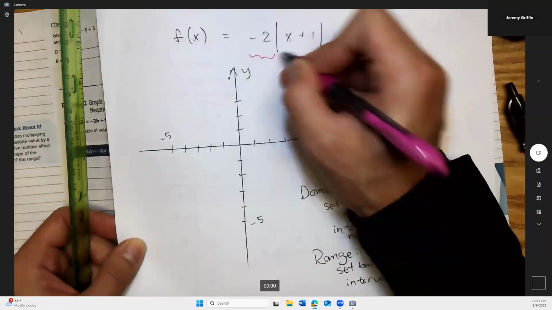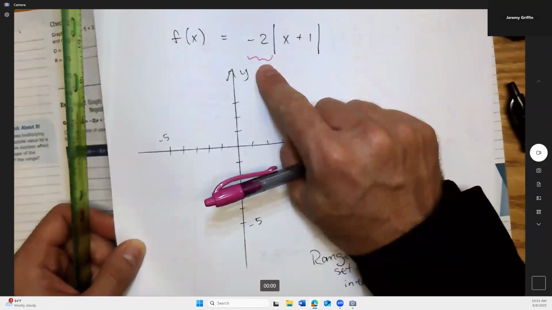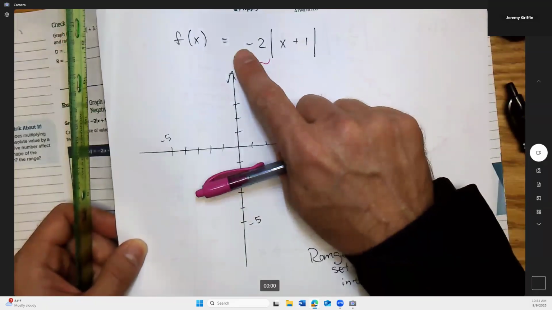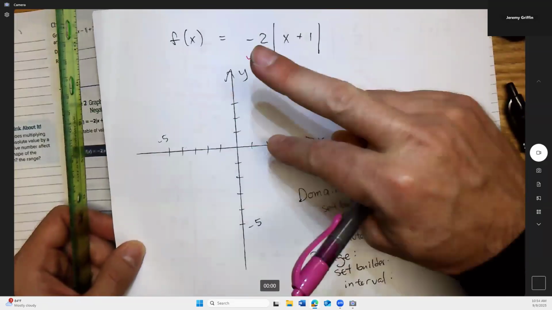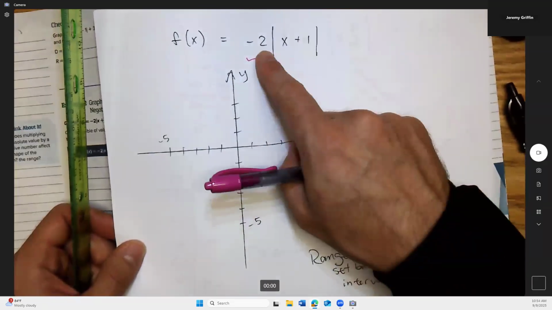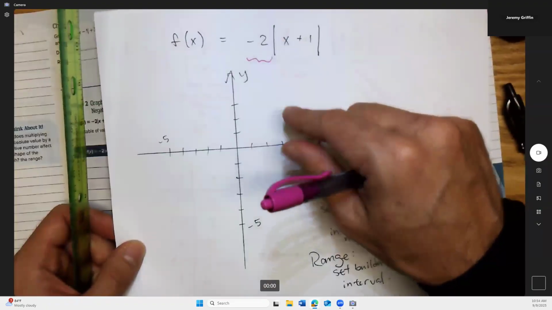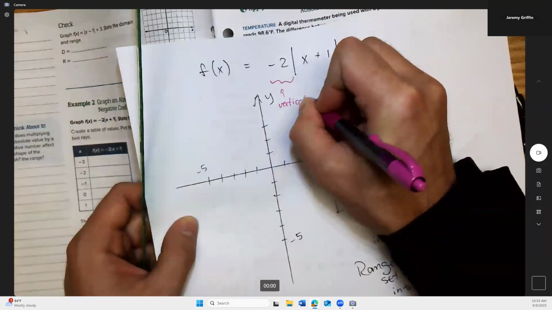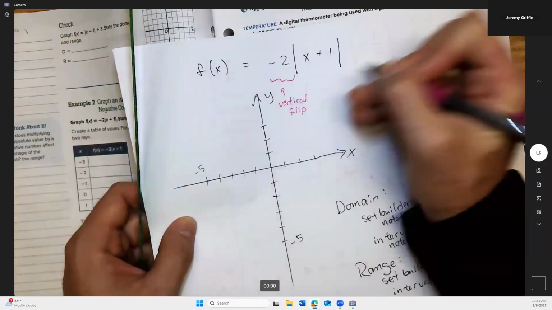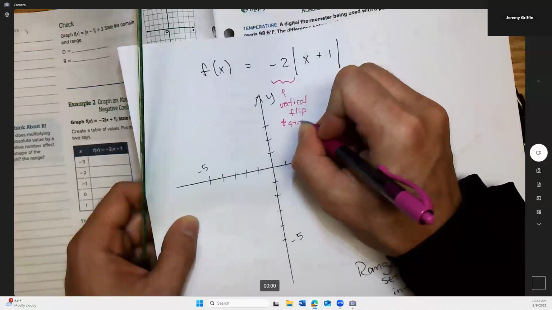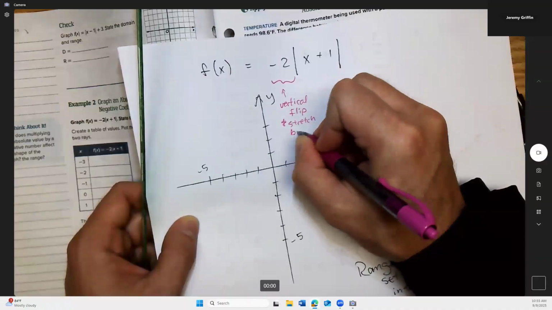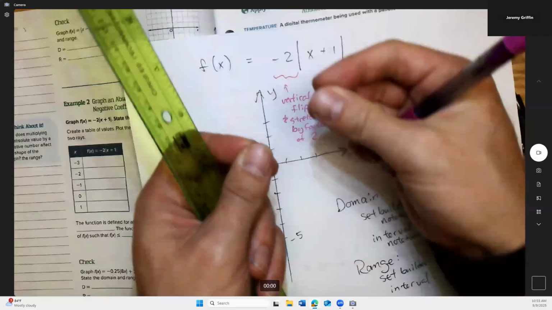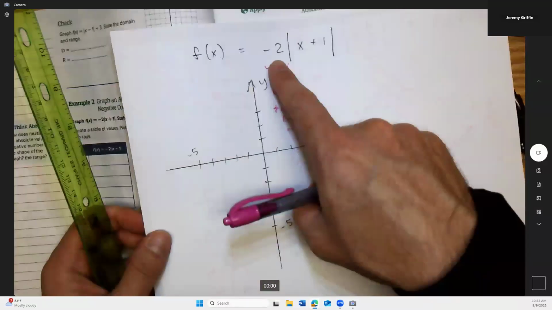Guys, what do you think this -2 out in front of the whole function eventually does to the graph? Well, the fact that it's negative makes it what? Upside down. And the 2 stretches vertically by a factor of 2. Okay, so I'm going to say this is vertical flip. That just means upside down. Okay, and stretch by factor of 2. So it's going to be stretched by a factor of 2, and it's going to be upside down. That's from that -2.